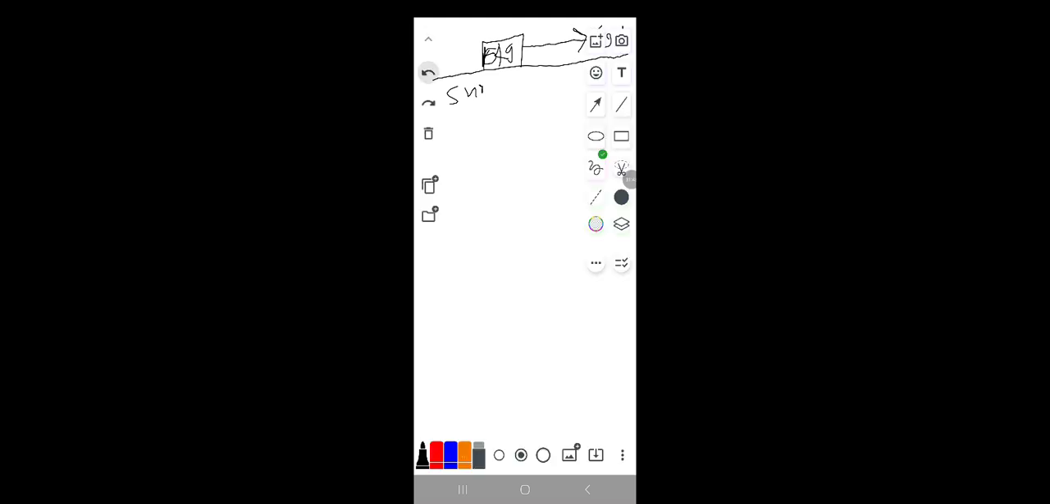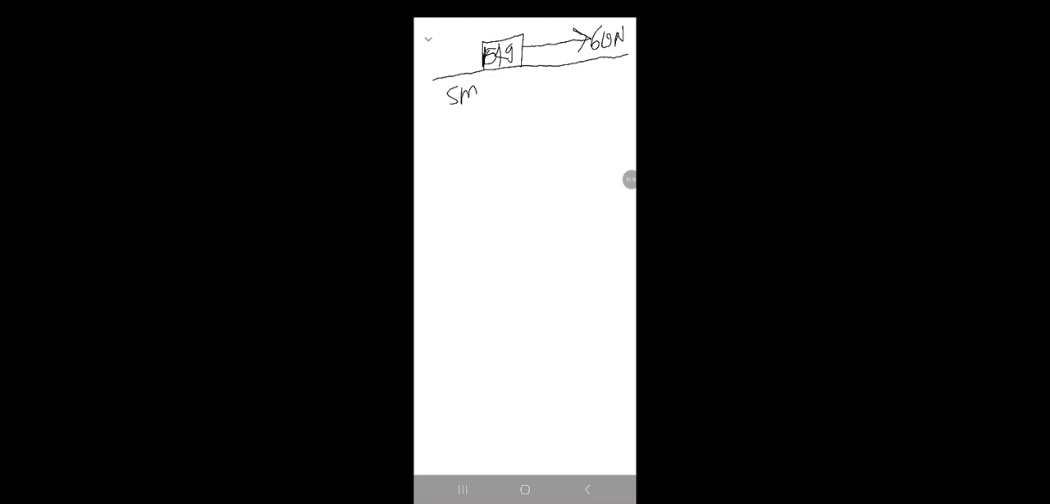So I can say it's smooth, guys, or it's rough. It's smooth, or with friction. A frictionless surface. So if it's like this, I'm going to give it so that you can see the difference between these two.